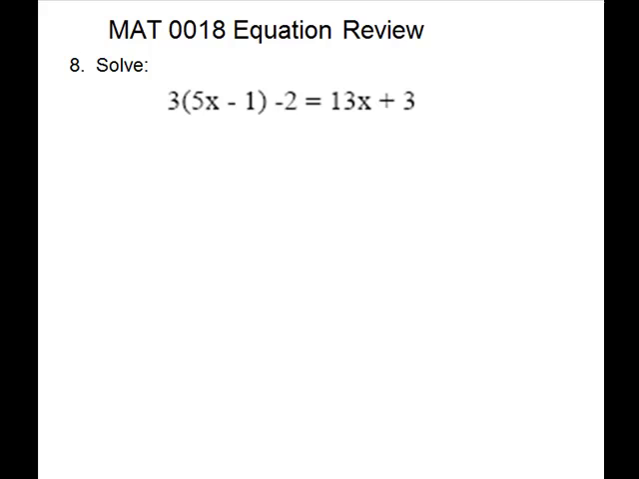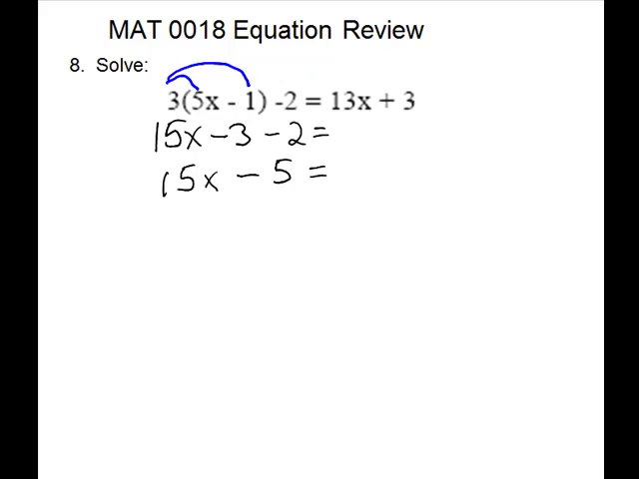Equation number 8. This one has simplifying to do on the left-hand side. So we need to distribute to get this parentheses off. Distribute your 3. So 3 times 5x will give us 15x. 3 times a -1 will give us a -3. Parentheses comes off. We can also simplify some more on that side. Put your -3 and -2 together. They are like signs, so they're going to add, keep the sign. Right. There's not any simplifying to do on the right-hand side, so we'll just bring that down.